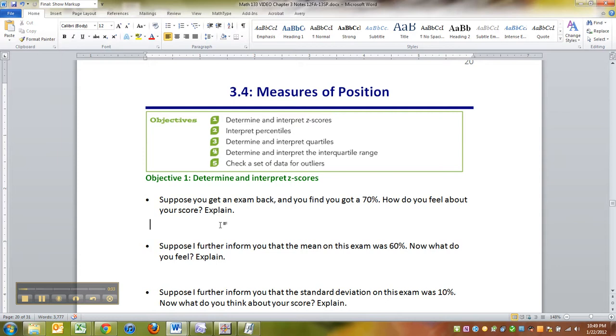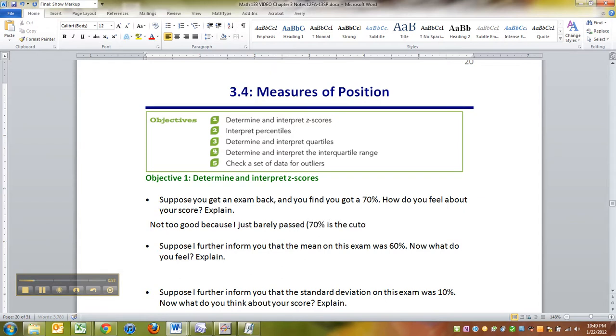And there are a lot of ways to measure this. We're going to do it in a couple of different ways. So let's think about this. Suppose you get a test back and you find that you got a 70%. How do you feel about your score? Well, in general, not too good, because I just barely passed, right? 70% is the cutoff for a 2.0, right? So it's not a great score, but you passed, so that's not bad, but it's a little bit meh.